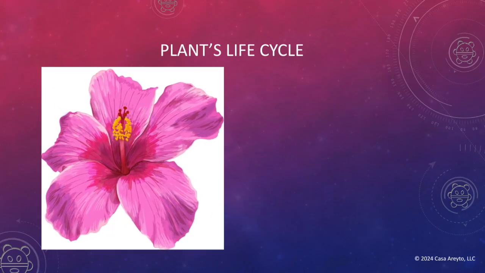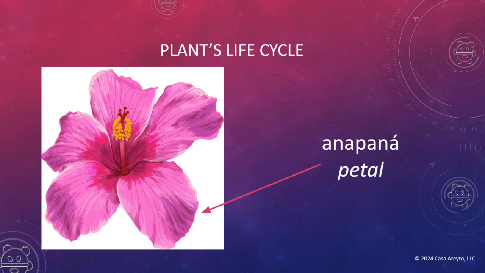Let's take a look at the next step in the plant's life cycle. The next step in the plant's life cycle is ana. And you've seen this word before. Do you remember what ana means in Taíno? Correct! Ana means flower. And flowers have anapana. You can see I'm pointing to one anapana on the screen. Can you guess what anapana means in Taíno? That's right. Anapana means petal.